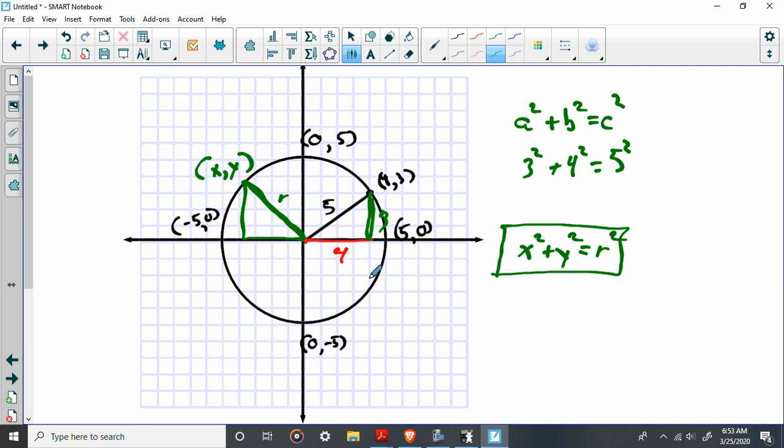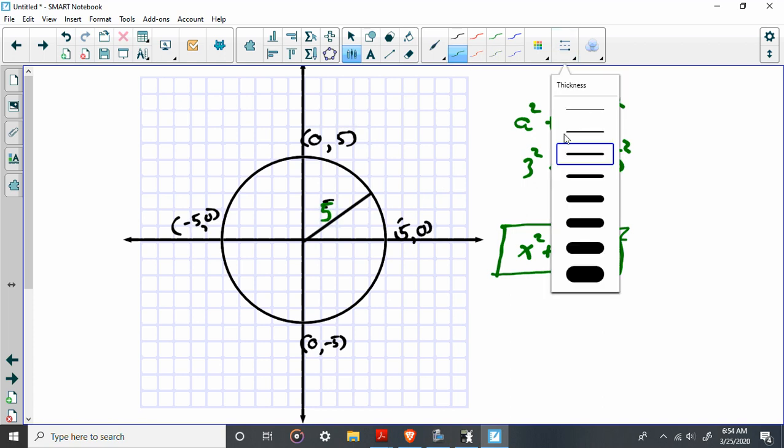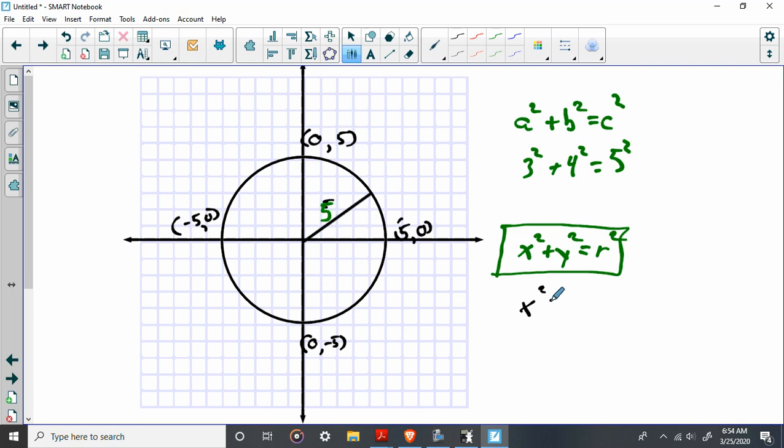So the equation of this circle, well, my radius was 5, correct? So let's get rid of everything on here except for that radius of 5. So for this circle right here, if I wanted to find the coordinates of any of these points, okay, and I'll leave those numbers up there because they'll still work. If I wanted to find the coordinates of any of these points, all I need to know is x squared plus y squared. Well, my radius is 5. And 5 squared is 25. So x squared plus y squared is equal to 25.